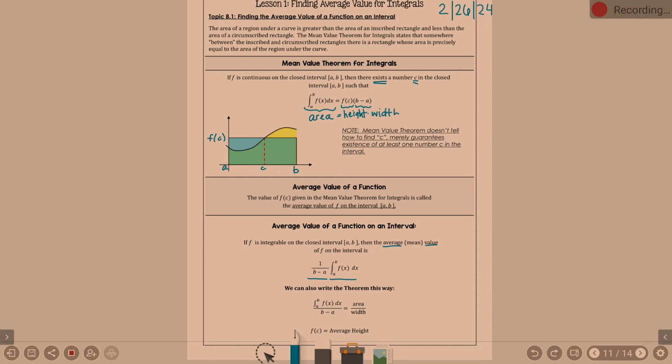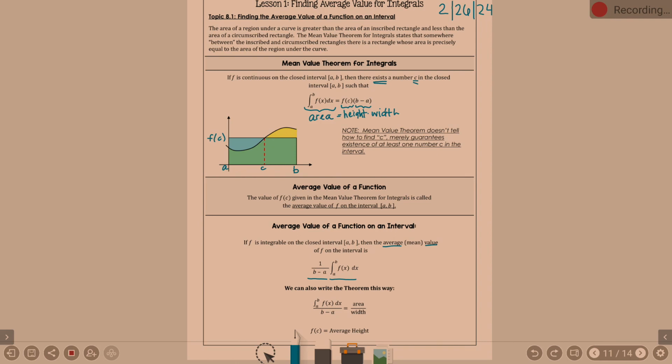When we talk about a and b, I tend to write the average value like this, 1 over b minus a out in front of the integral. Notice it's also stated that you can write it like this, or you can put the b minus a underneath. It's the same thing.